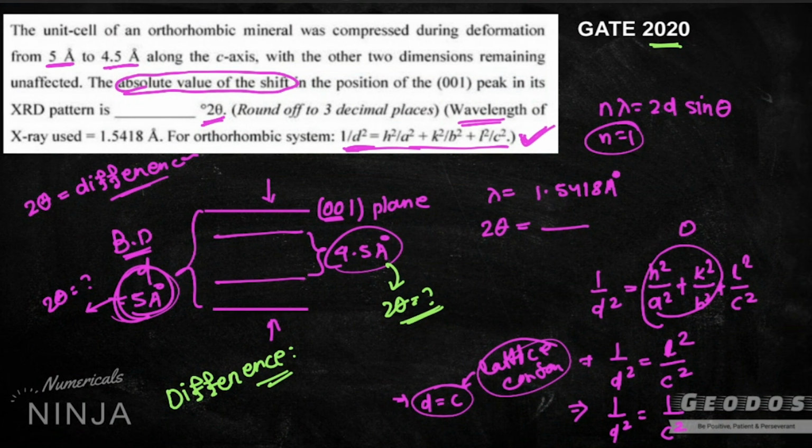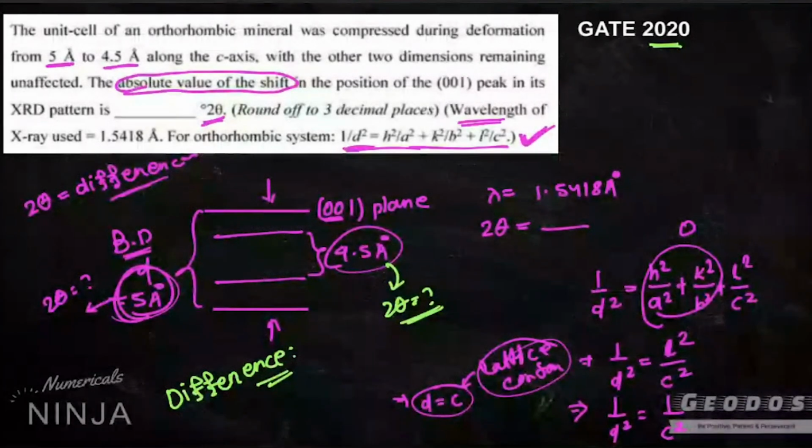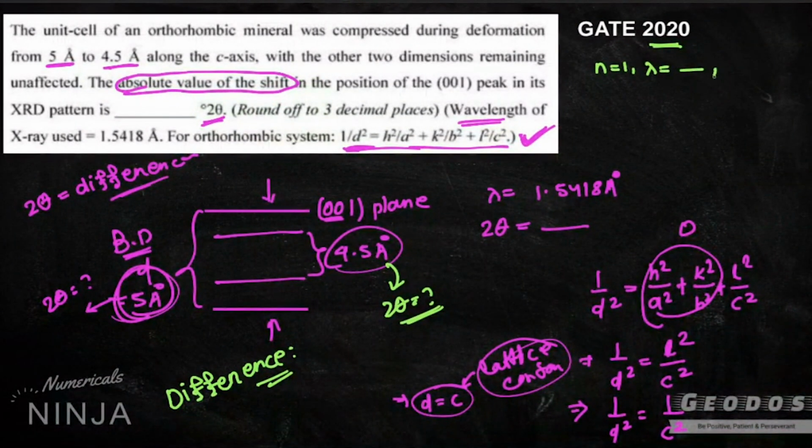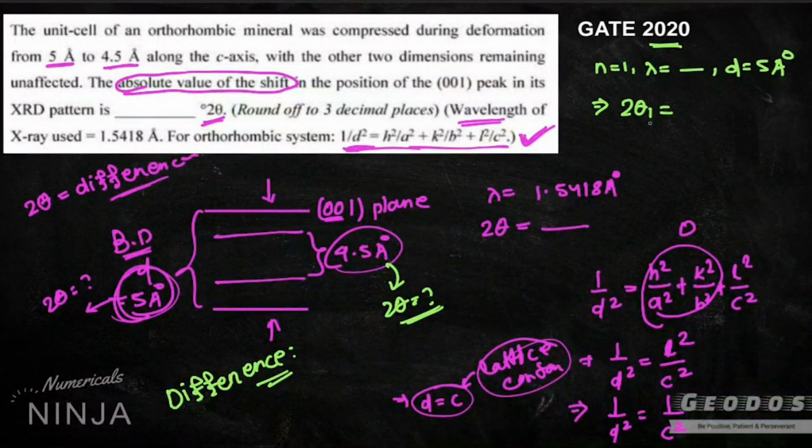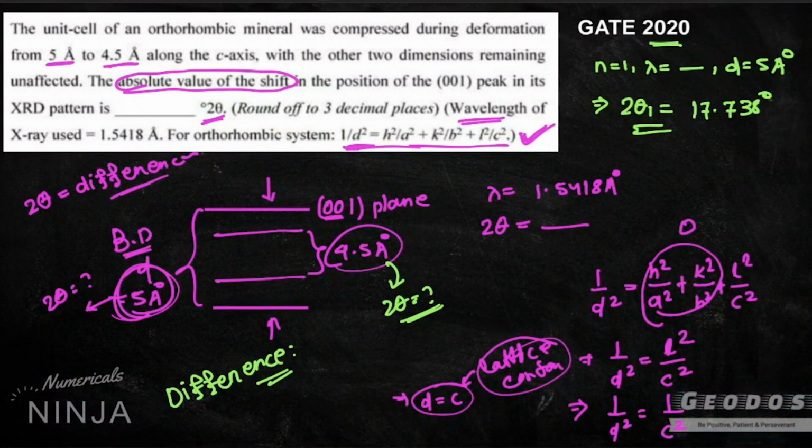Just try to do it. If you are going to see what is going to happen for n is equal to 1, lambda is already given, d is basically your 5 angstrom. In that case, what will happen? 2 theta 1, I take it as 1, okay? 2 theta 1 will be 17.738 degree. Okay? And for the other case, what will it be?